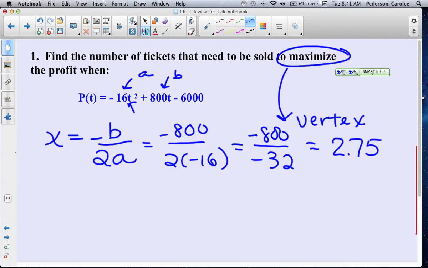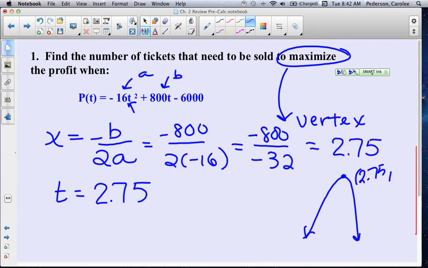In this case, if we change the variable to t, t equals 2.75. Find the number of tickets that need to be sold to maximize the profit. If we think about this parabola, it opens down because the leading coefficient is negative. This is 2.75 comma question mark. Find the number of tickets is what we found. So the maximum tickets is 2.75.